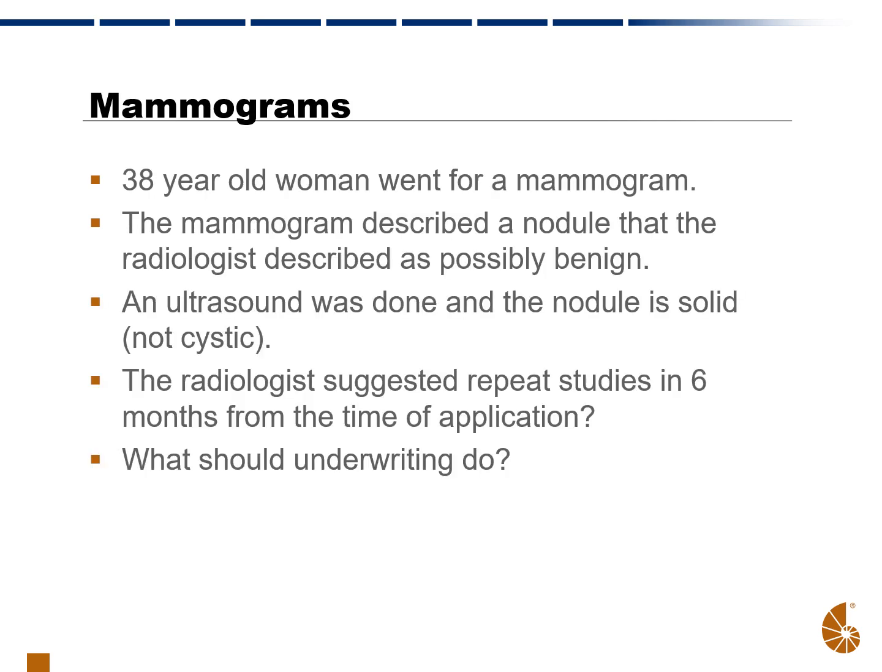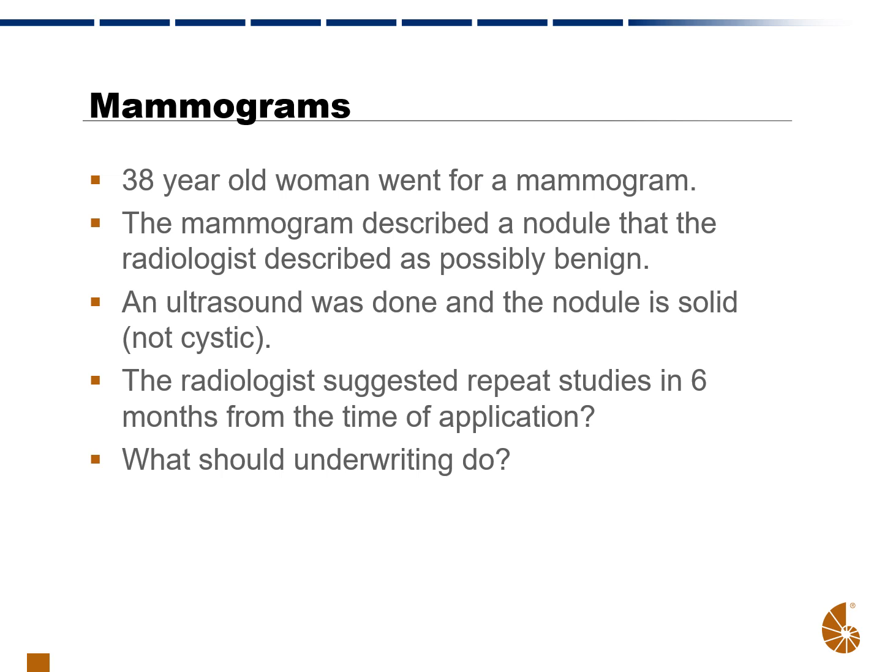Well, let's take a look at breast cancer. A woman who's 38 went for a mammogram, and she had what was described as a nodule. The radiologist says it's possibly benign. And so an ultrasound was done, and the nodule is solid. It's not cystic, so it's not a breast cyst. So the radiologist suggested a repeat study in 6 months from the time of application. But the woman decided, maybe I should get a life insurance policy just in case. So what should underwriting do here?